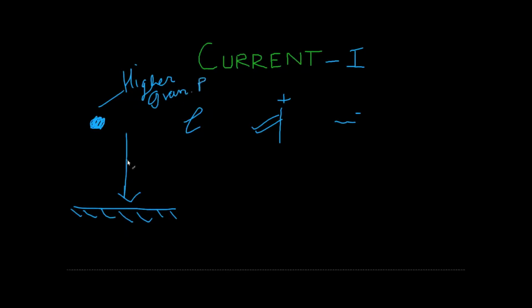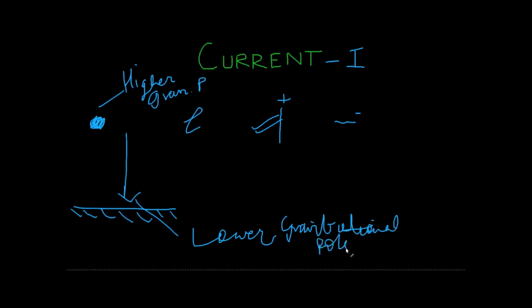This is very easy, basic. Don't get confused by the fancy words. They're not fancy at all. And this was taken as lower gravitational potential. So we always said that when a ball falls from a certain height to the ground, the potential possessed by the ball at this point is the higher potential, and right here is nothing but the lower potential.